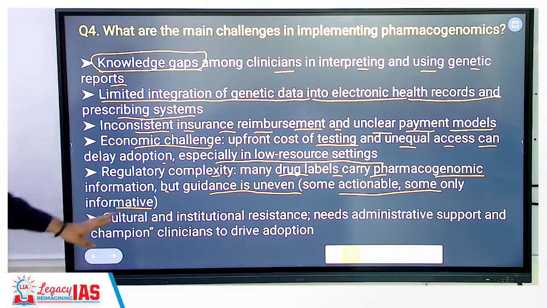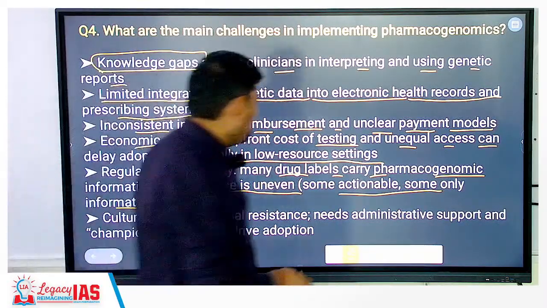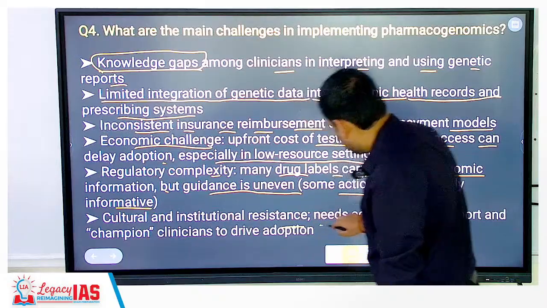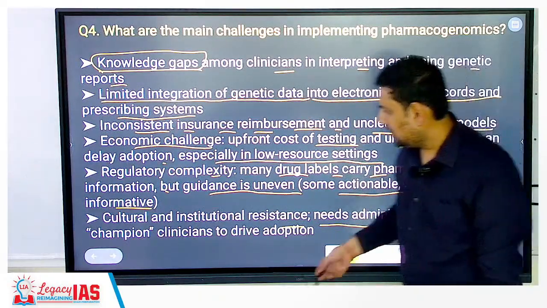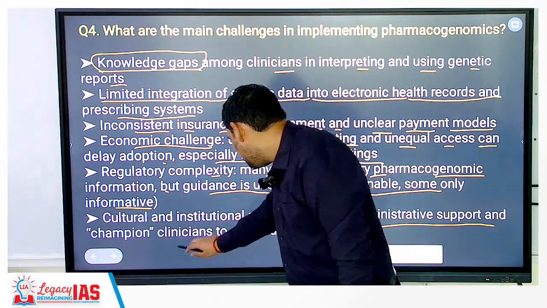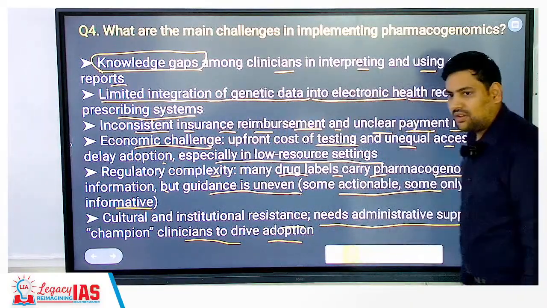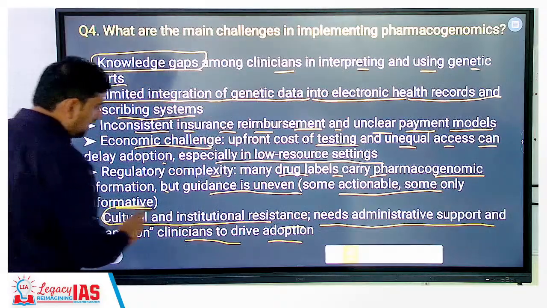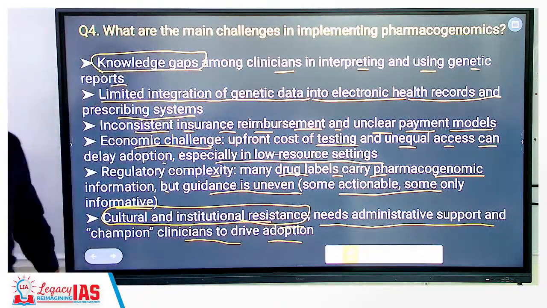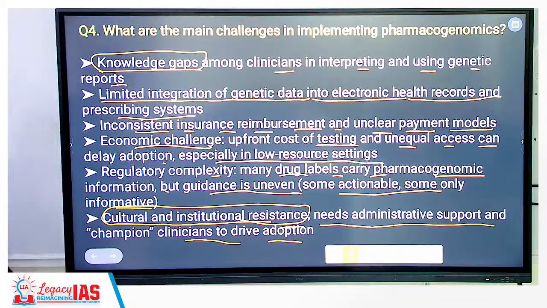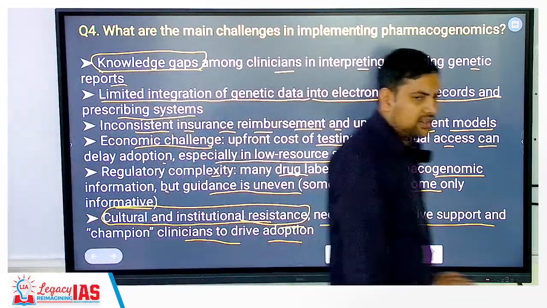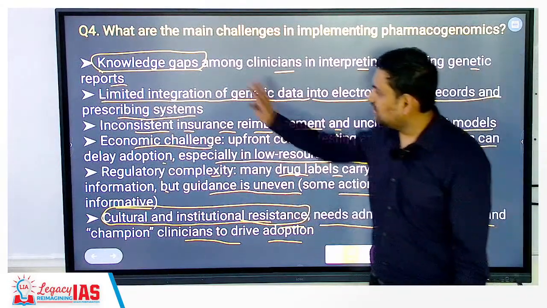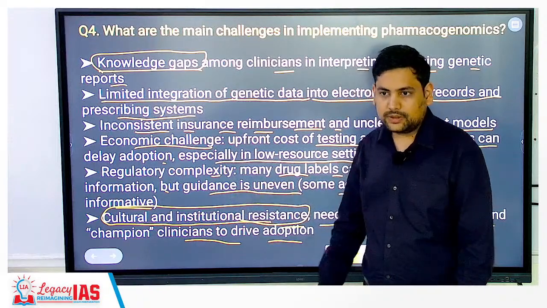Then cultural and institutional resistance. This is of course always in India. Then it needs administrative support and champion clinicians to drive adoption. Basically, these are cultural and institutional resistance. These are the main reasons. This is directly from the article of The Hindu. Okay, these were the reasons that were given.